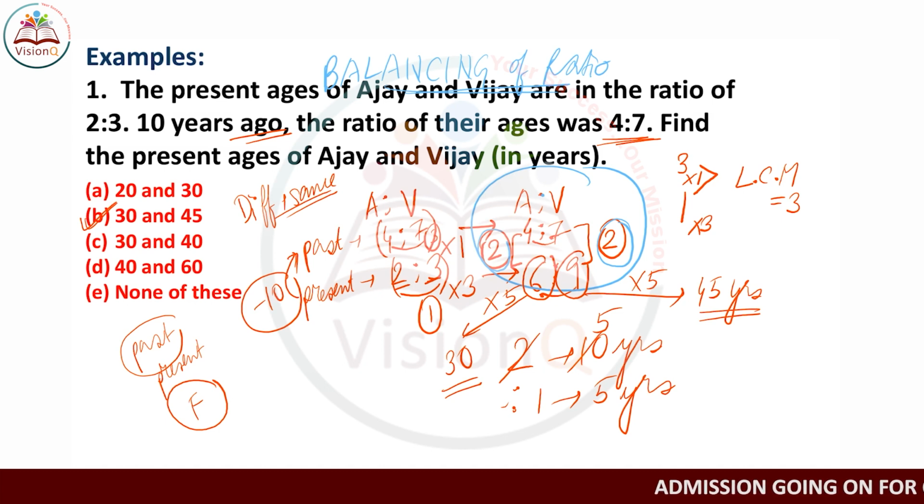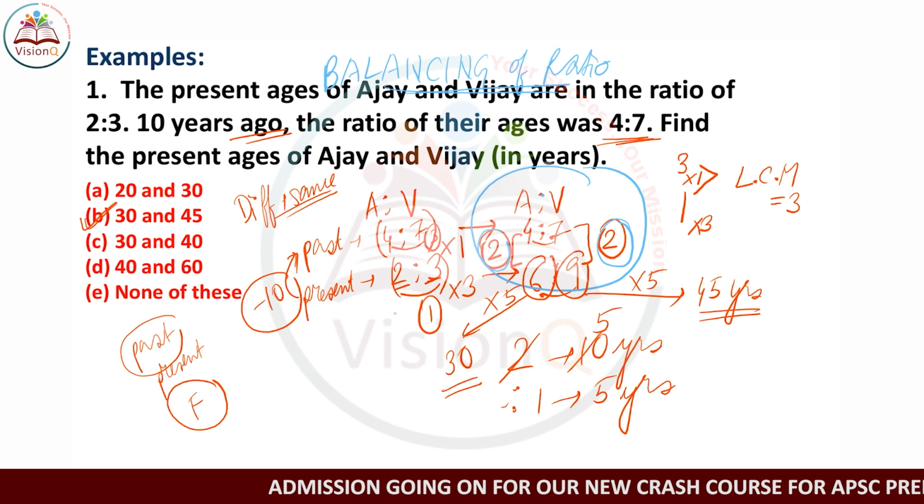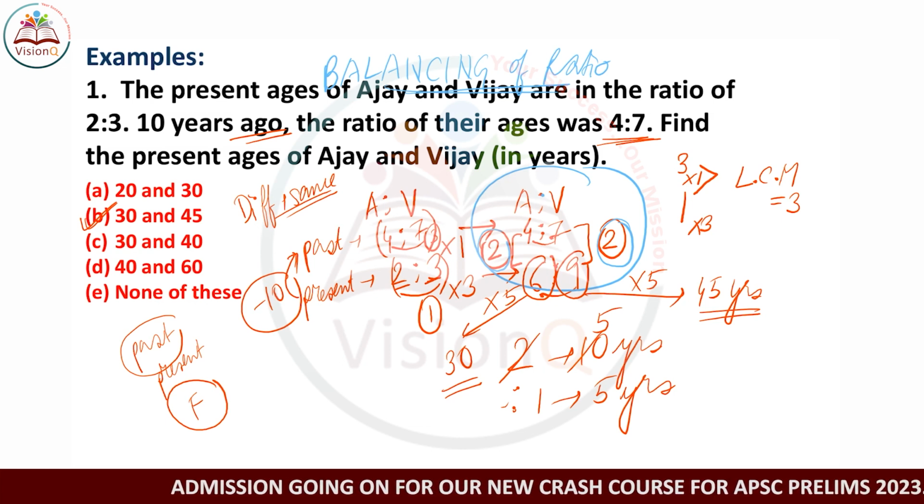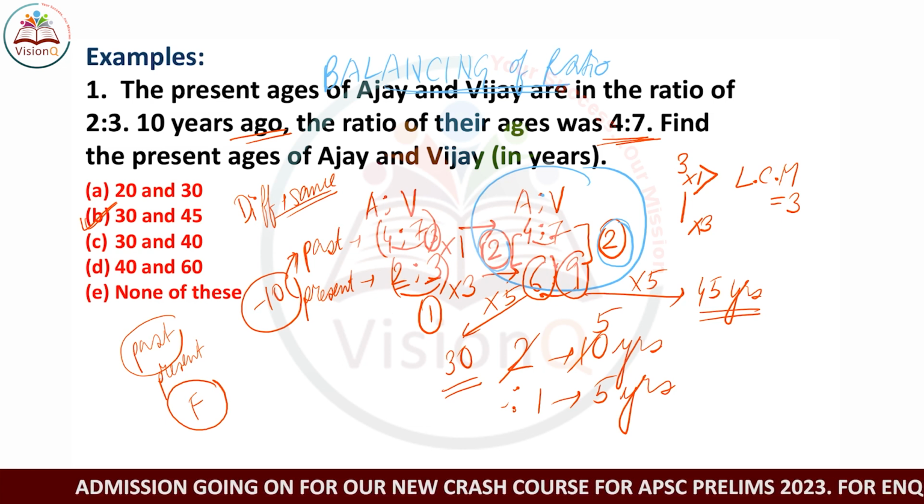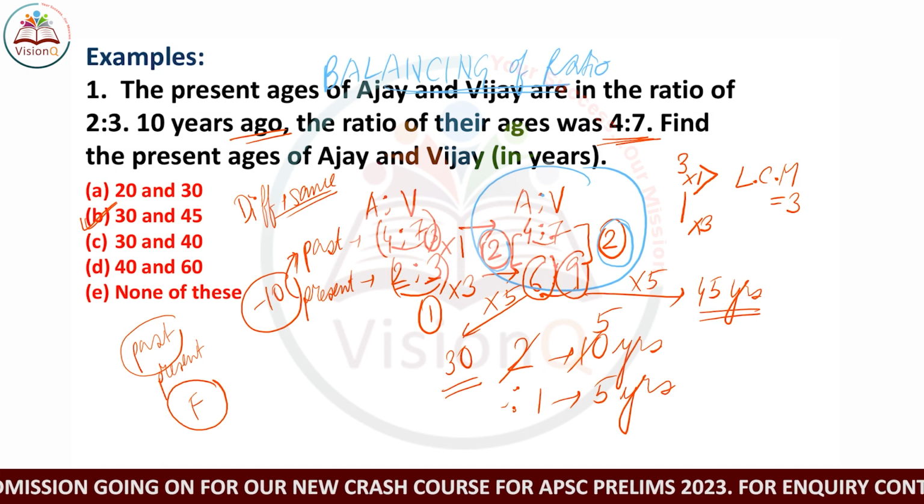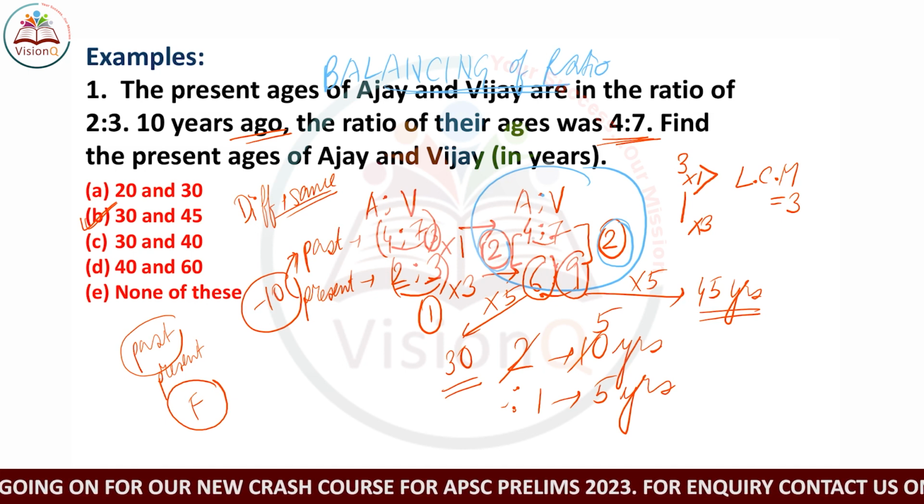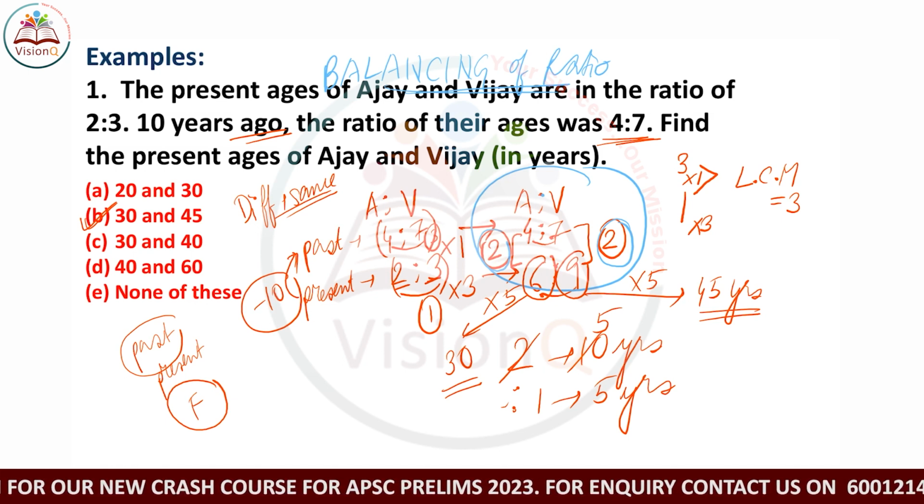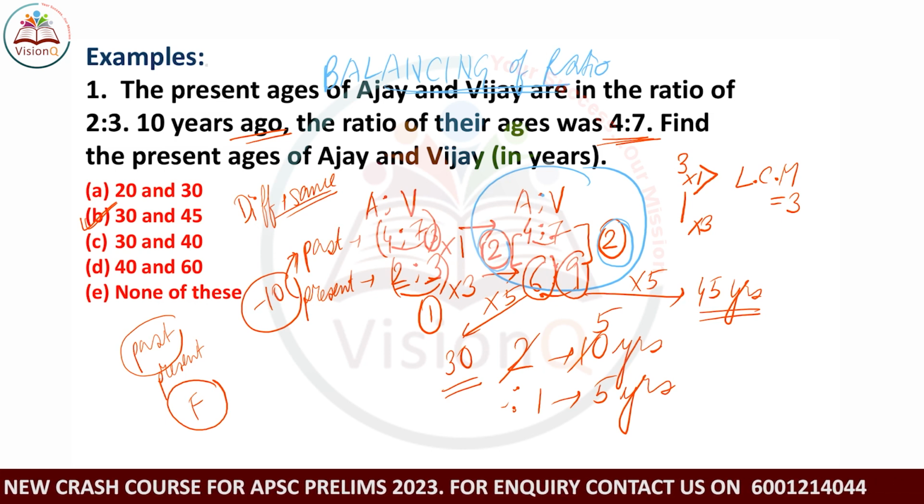So this concept is known as balancing of ratio to make the difference same. To make the vertical difference same, I have to first make the horizontal difference same. So once the horizontal difference becomes the same, the vertical difference automatically becomes the same. Okay, then 2 is 10 years, so 1 is 5 years, so 6 is 30 years and 9 is 45 years. So this is the first method to do such questions.